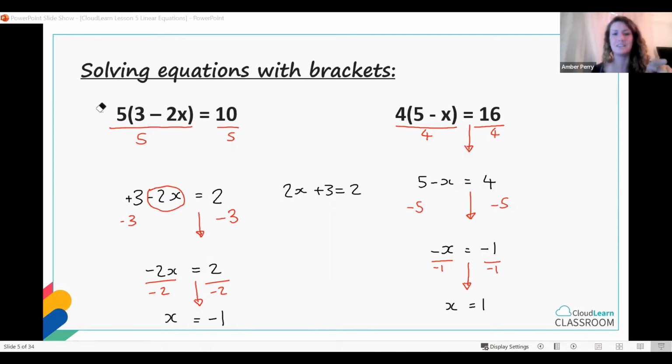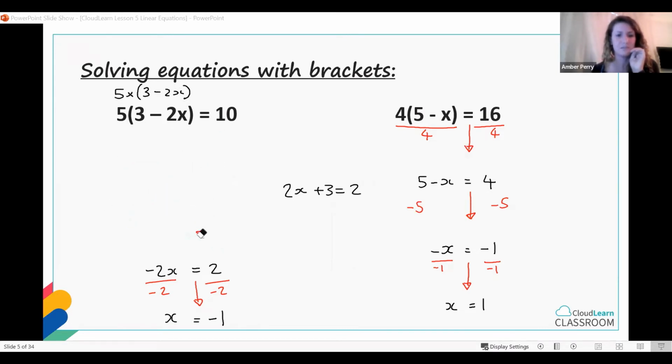I actually just divided by this. I skipped the method of multiplying the brackets out, because this is essentially 5 times everything in this bracket. So I've just divided by 5 to get rid of it completely, and I'm left with a simpler equation, 3 minus 2x is 2. You could definitely do that instead by multiplying out the brackets. I'll just quickly show you that method, just so you see it.